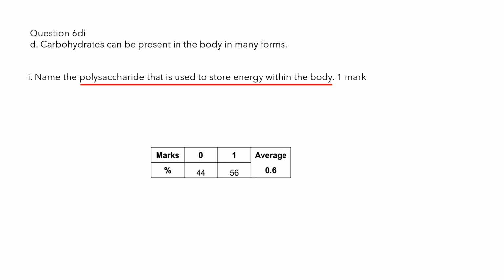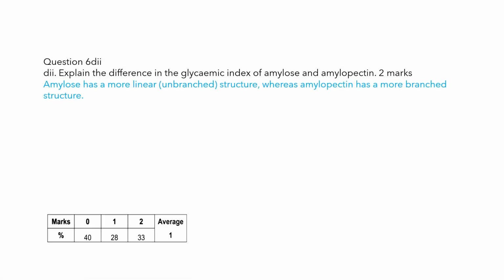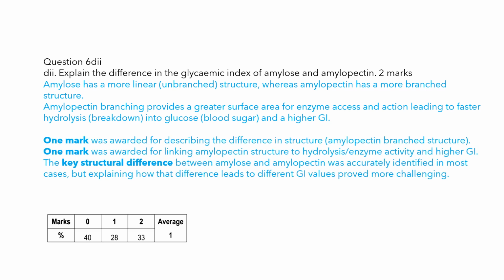Polysaccharide is stored as glycogen in the body. Here, body means animal body, not plant. Amylose has a more linear structure, whereas amylopectin has a more branched structure. Amylopectin branching provides a greater surface area for enzyme access and action, leading to faster hydrolysis into glucose and a higher GI.